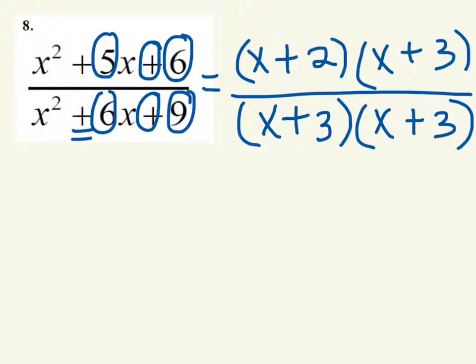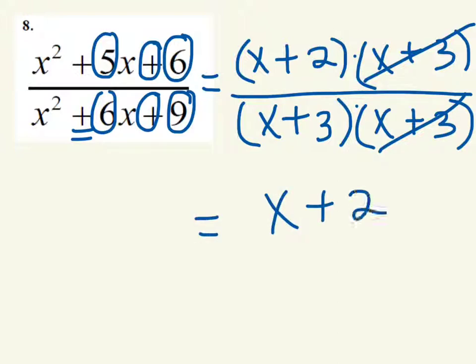Now I've got two binomial factors on the top, separated by just multiplication, separated by just multiplication in the denominator. We can cancel common binomial factors. So I'm going to get my x plus 3 to cancel from the top and the bottom, and I'm left with x plus 2 over x plus 3.